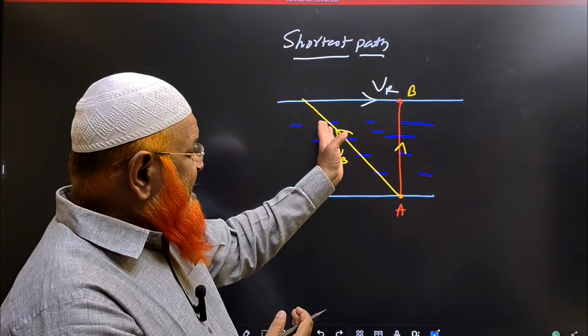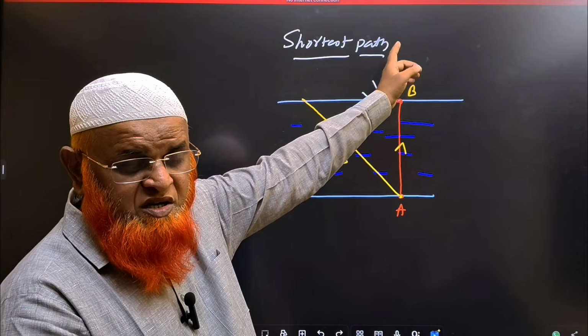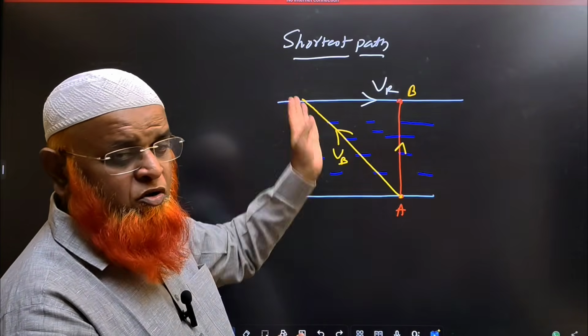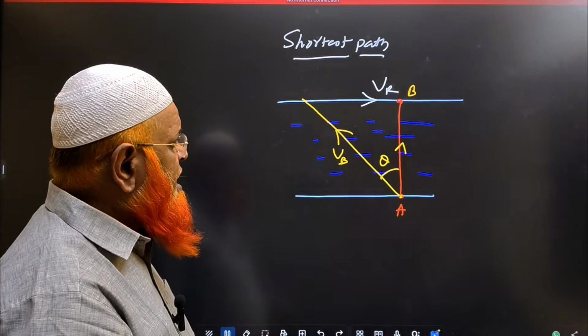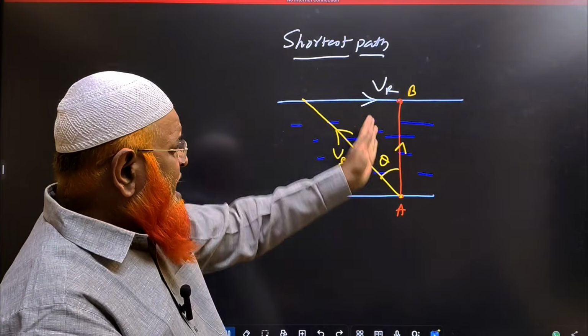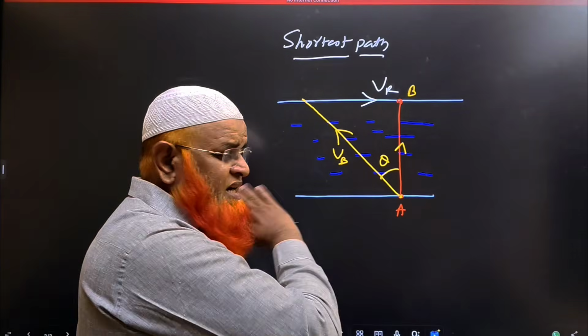Even though your direction of the boat is in this direction, your river will take you exactly opposite. If you want to reach the opposite end, you have to row the boat like this. Then what is that angle you have to find out? That is theta. This is the river direction and this is your boat direction, but this is only the direction of the boat. That is not the path.